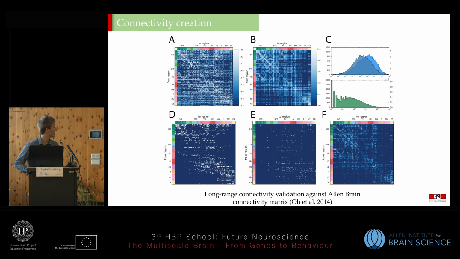At this point, it has to be said, it's pretty difficult to validate the connectivity that we created besides this one, because even in this validation, we essentially just validate our neural network against the data that it came from, because it's very difficult to find entire brain connectivity for the mouse.